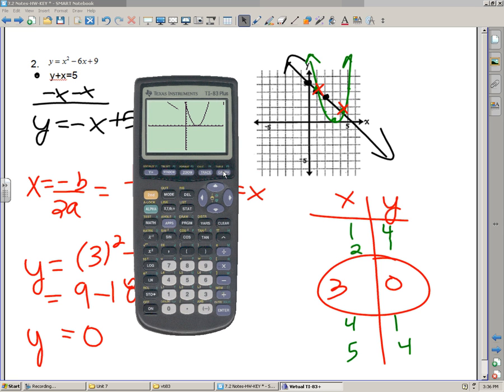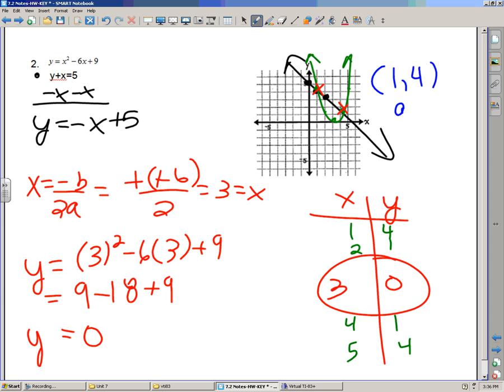And then we'll take a look at this. And now we'll do the second trace intersect. So second trace, choice 5, enter, enter, enter. So one of the ordered pairs is 1, 4. We'll do it again. Second trace intersect. We're going to move the vertex away. Enter, enter, enter. And the other point is 4, 1. So the points of intersection here are 1, 4 and 4, 1.